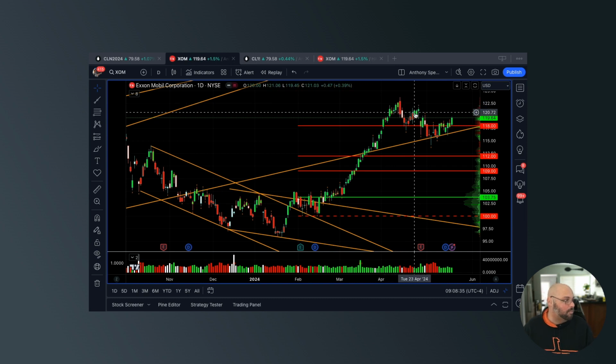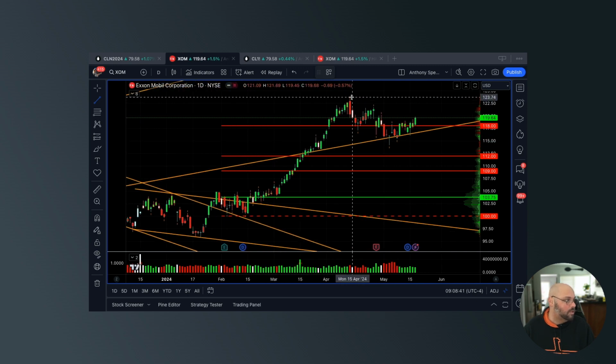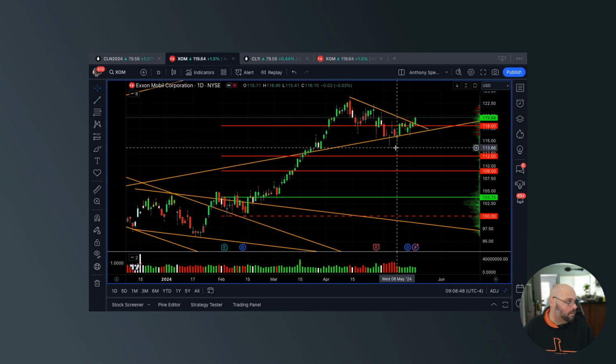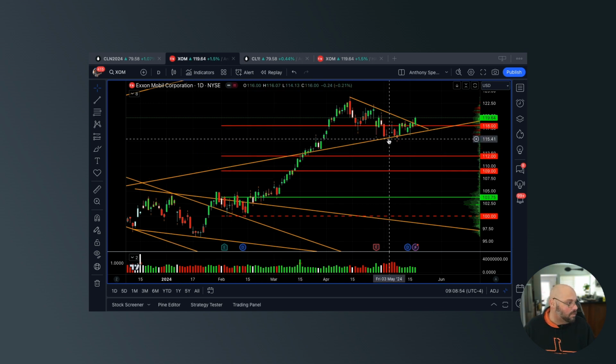Now, here is the important part. I want you to watch how price has now pulled back into an important channel structure. Just keep a really close eye on this. This is what I'm looking at. This is a higher time frame channel structure right here. Notice this singular candle.